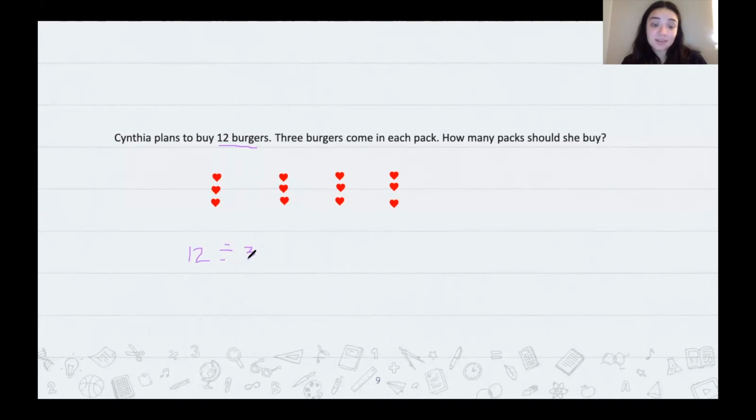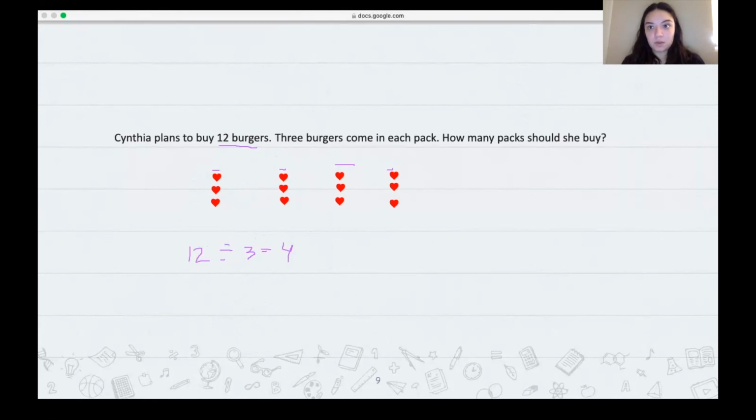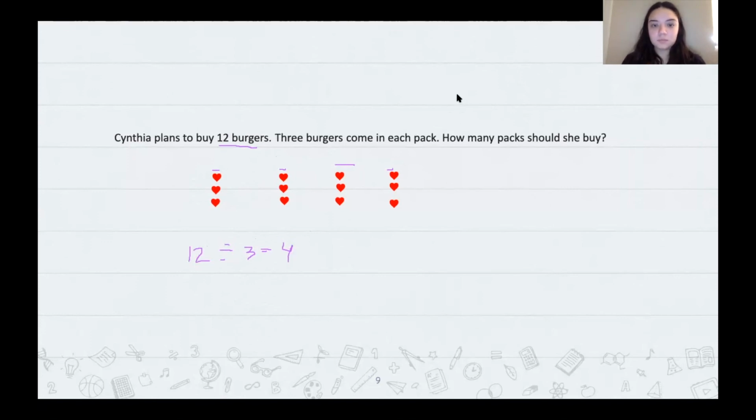How many packs am I going to have to buy? That's what we drew here. That's what our picture represents. And so I see 1, 2, 3, 4. So we have a total of 4 packs that she needs to buy. So 12 divided by 3 equals 4. Good. So I'm going to go ahead and clear my screen.